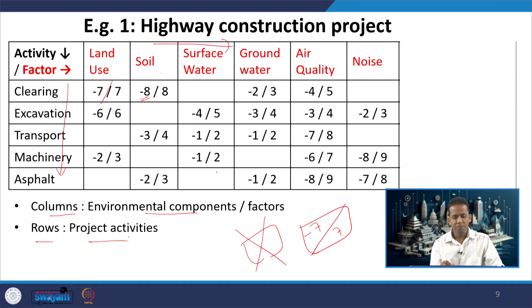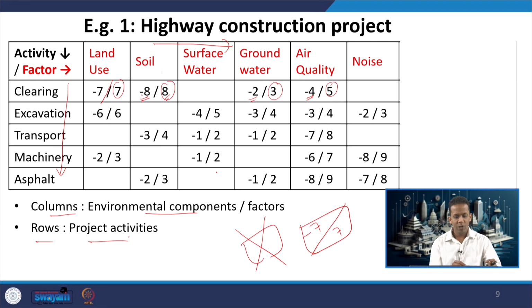Then groundwater, because we do not go for very deep excavation, the impact may be a little less. It is negative, but less in terms of magnitude, -2. Air quality may get affected because of the dust and particulate matter, so it is -4, a moderate impact. That is the magnitude of the impact, and if you look at the importance or significance of those impacts, the soil impact and the land use impact are most significant, followed by air quality impact and groundwater.